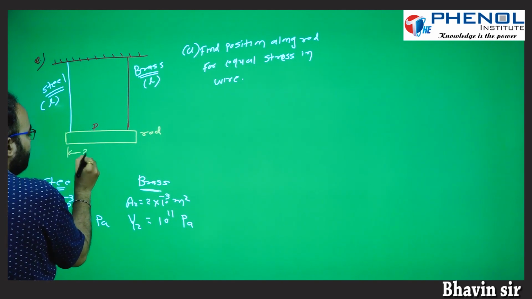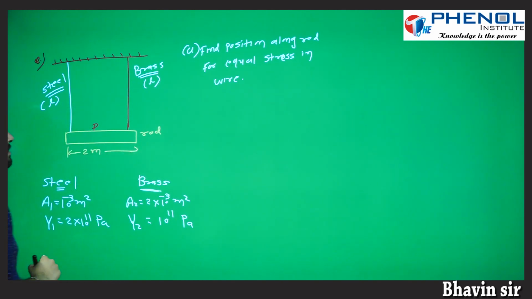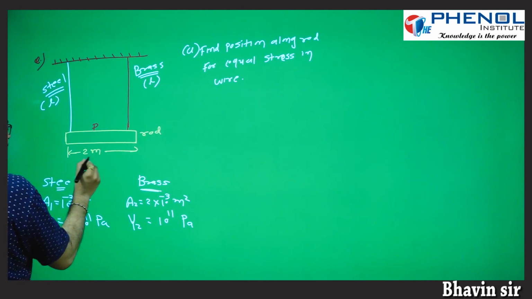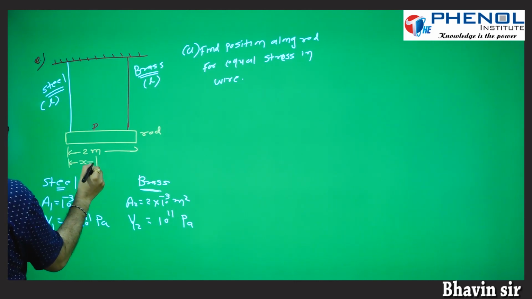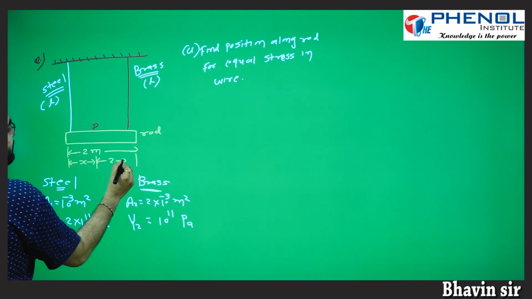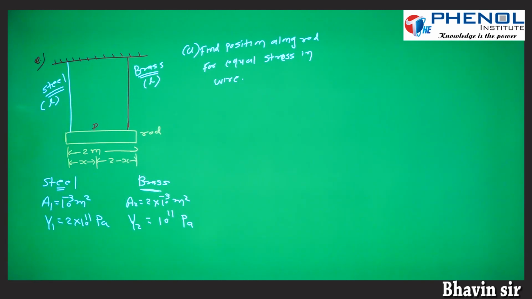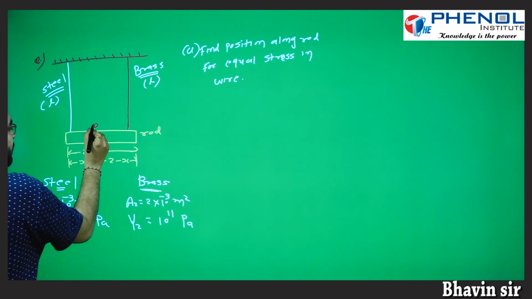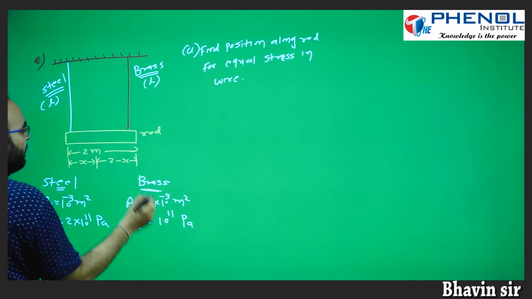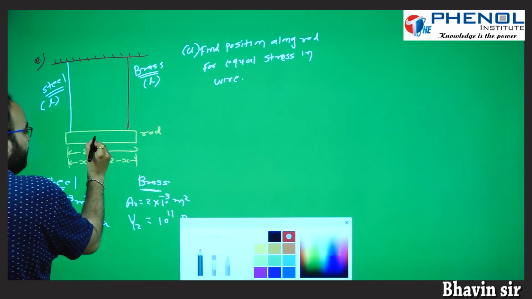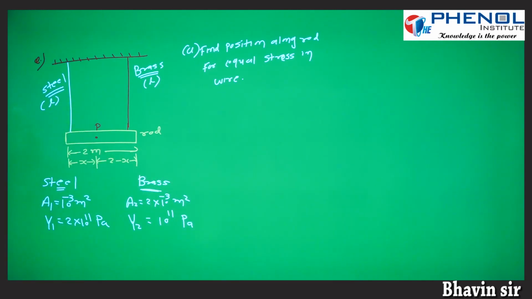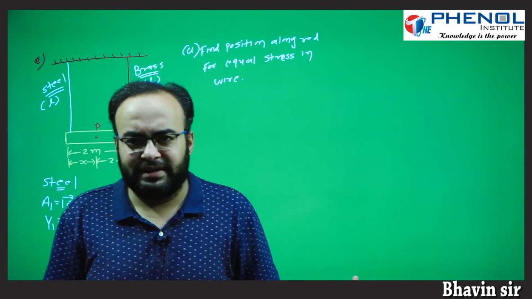What is the length of the rod? 2 meter. Suppose we assume the distance of the point from one end is x. Means suppose at point P the stresses are equal, and its distance from the steel side end is x, and from the brass side its distance is 2 minus x. Chalo.